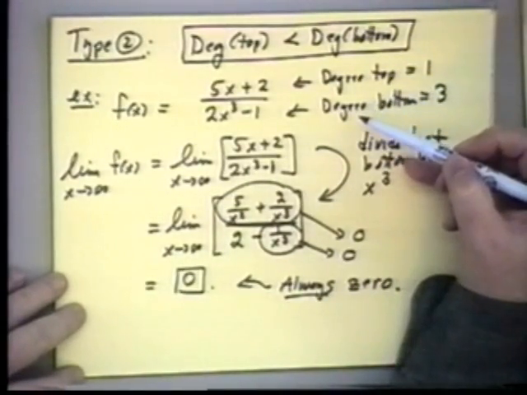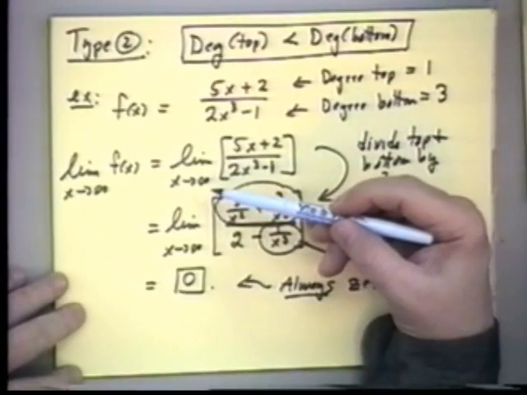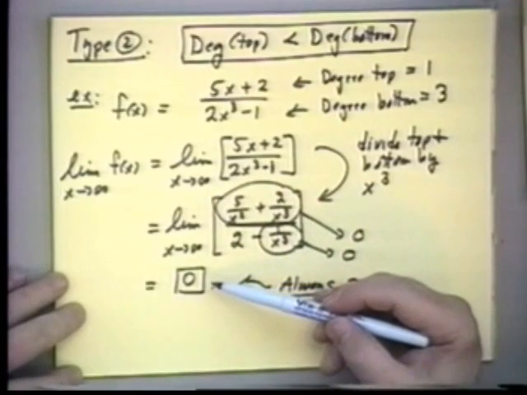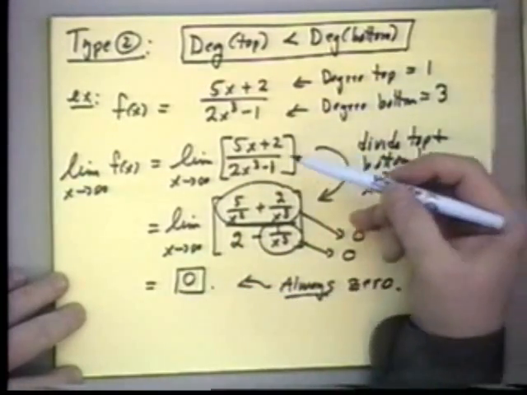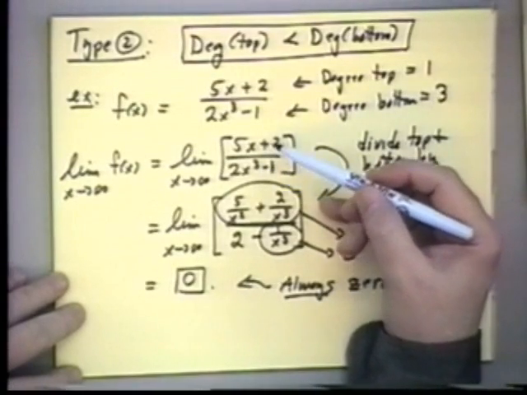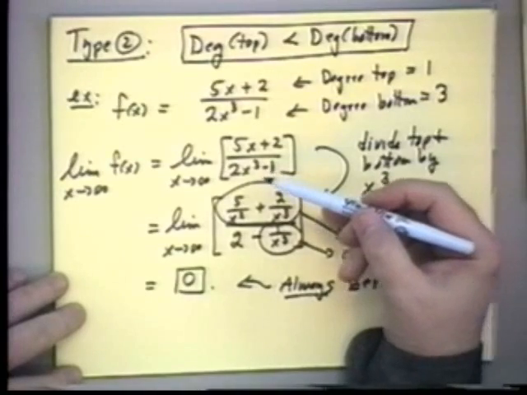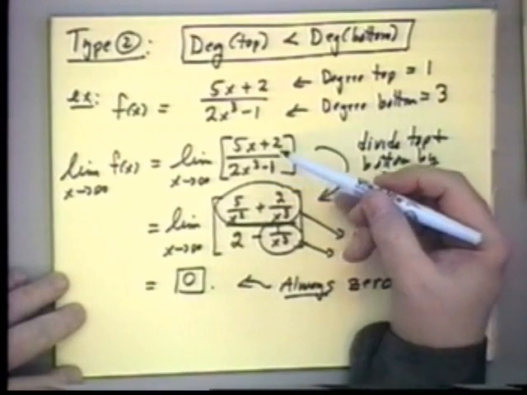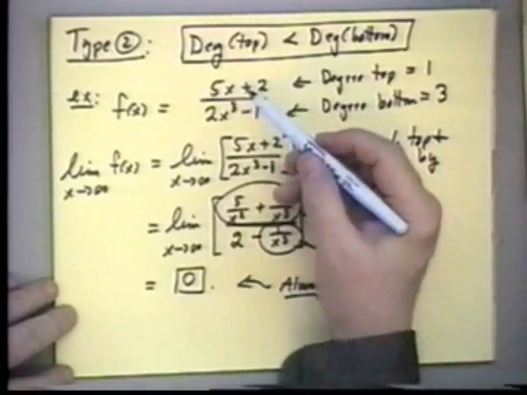If the degree of the top is less than the degree of the bottom, then the limit of the rational function as x goes to infinity or minus infinity will always be 0. A colloquial way to think about it is, both of these expressions, the top and the bottom, are going to infinity, but the bottom gets there first. The bottom wins the race. So that means it takes it to 0.